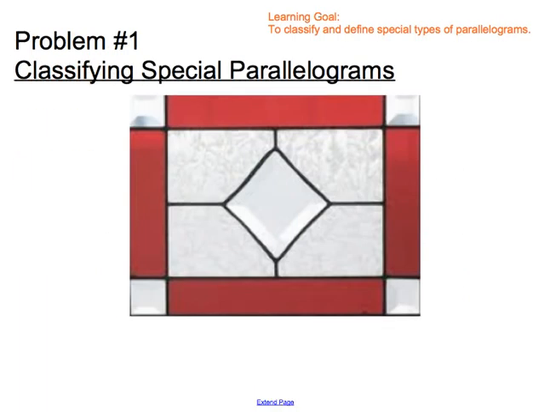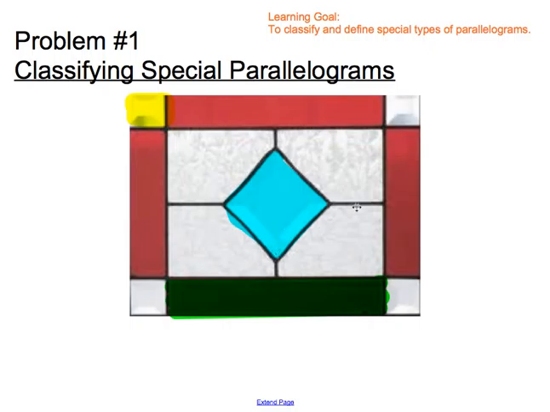So the first kind of problem we might see is classifying special parallelograms. One of the things that we might be asked to do is identify the different special parallelograms in a picture like this stained glass window. In the top left-hand corner, you can see this small pane is most likely a square. We can also see these red panels, which are most likely rectangles. And finally, if we were to search for a rhombus, we might see something like a rhombus in this center panel.